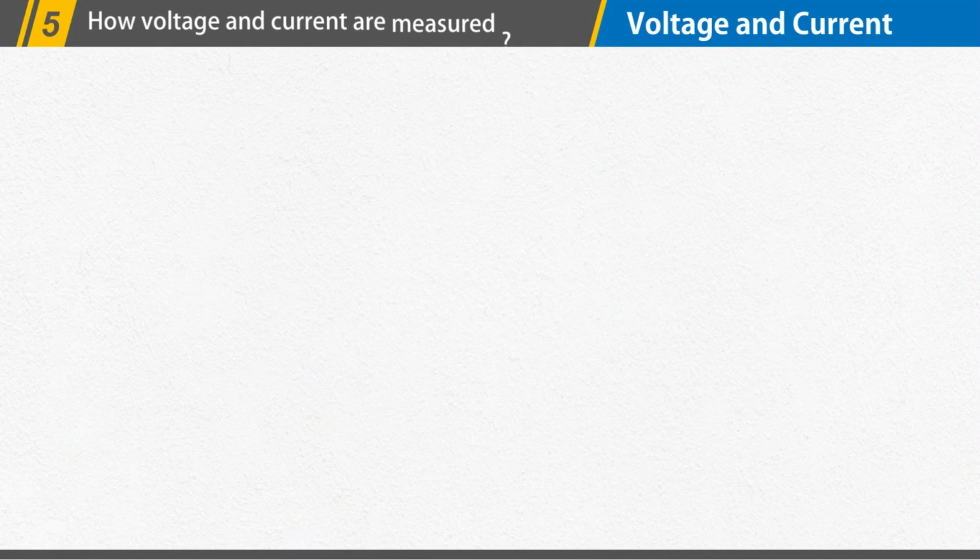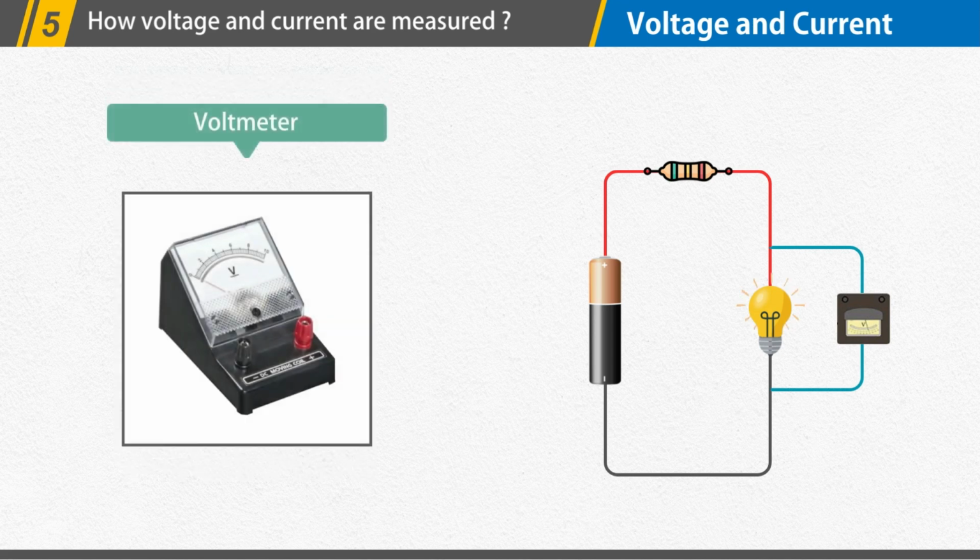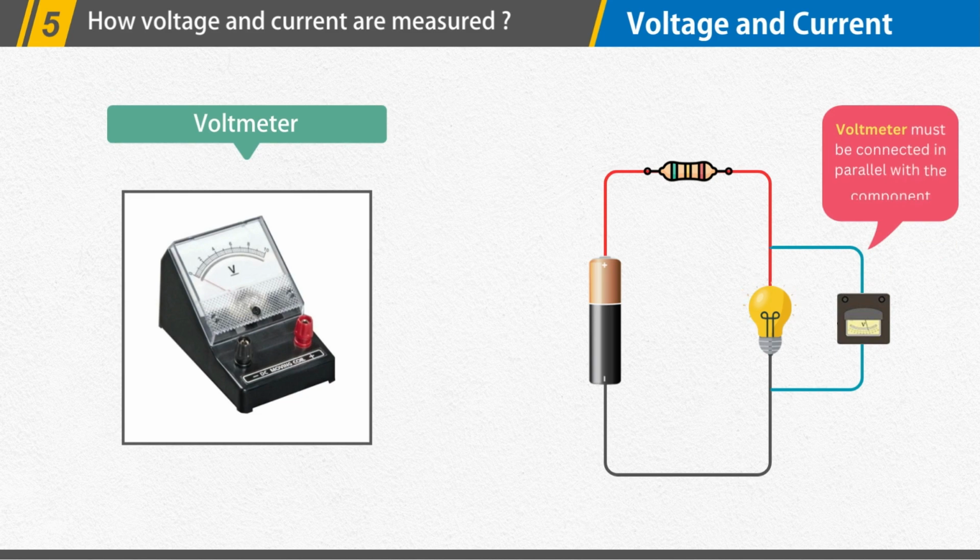Our next point is how voltage and current are measured. In an electrical and electronic circuit, a voltage measurement is an essential parameter that needs to be measured. We can measure the voltage between a particular point and the ground or 0-volt line on a circuit. Voltage is typically measured using a voltmeter. To measure, a voltmeter must be connected in parallel with the component whose voltage is to be measured.